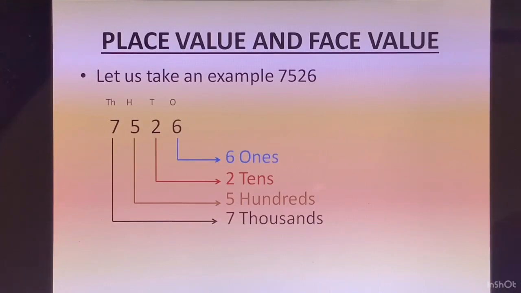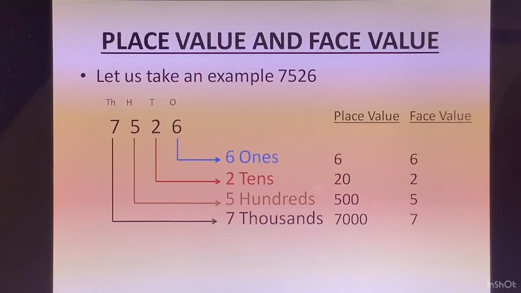7 thousands. Now place values of these digits will be 6, 20, 500 and 7000. And the face value of these digits will be 6, 2, 5 and 7. Now I like to share a tip with you.